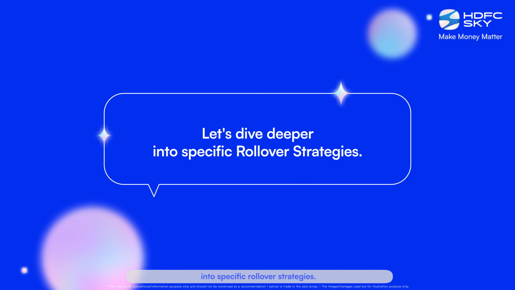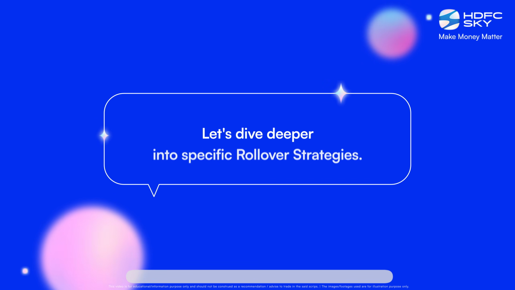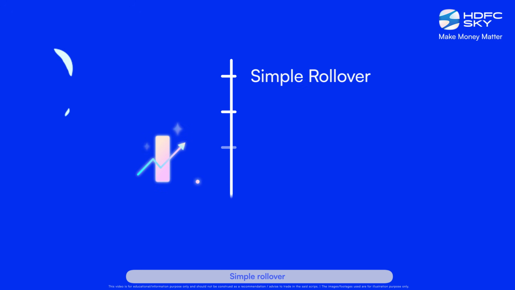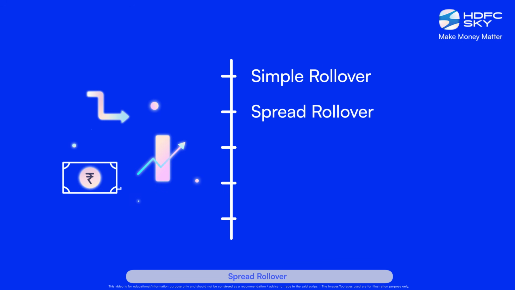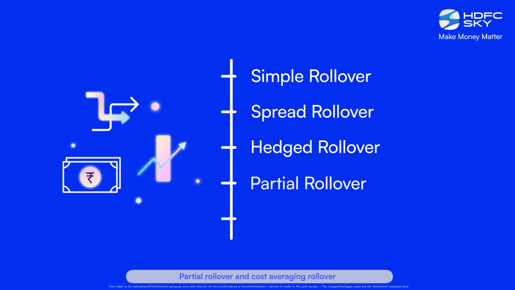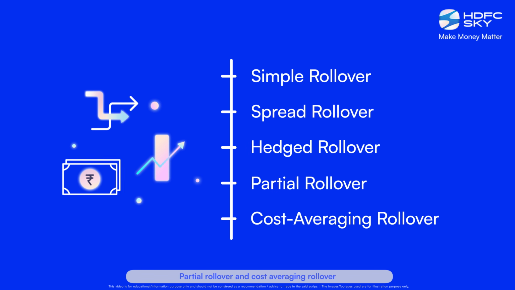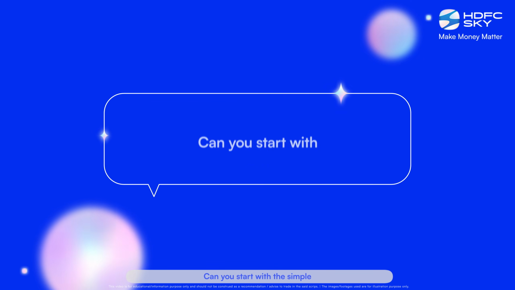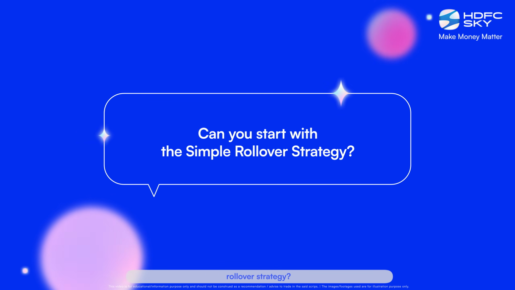Let's dive deeper into specific rollover strategies. Can you explain some of these strategies with examples? Sure, let's go through a few popular rollover strategies: simple rollover, spread rollover, hedged rollover, partial rollover, and cost averaging rollover. Wow, this sounds like a lot. Can you start with the simple rollover strategy?